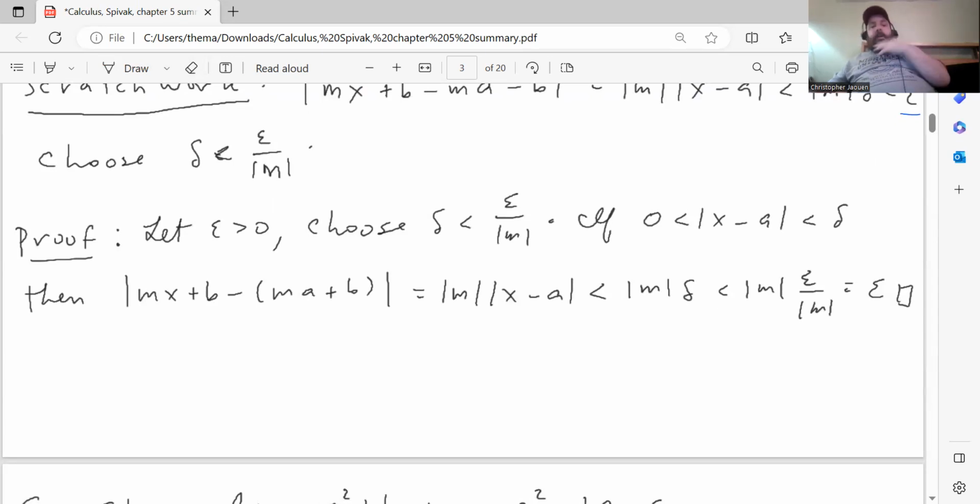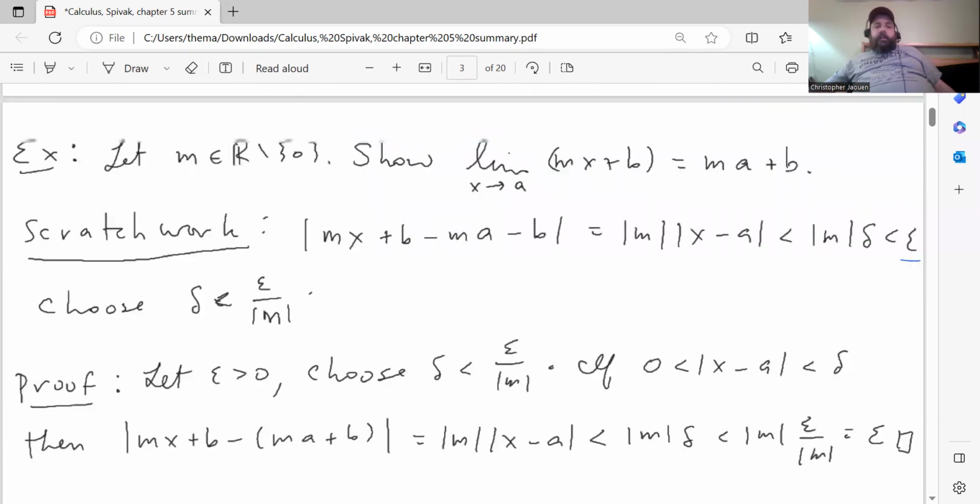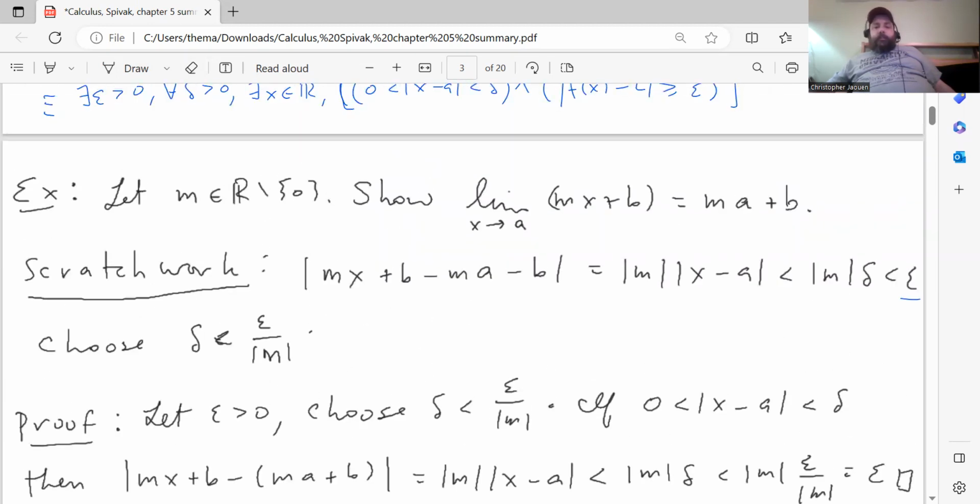So here's the proof. Let epsilon greater than 0, choose delta less than epsilon over absolute value m. If 0 less than absolute x minus a less than delta, then consider f of x minus L. So absolute mx plus b minus, in parentheses, ma plus b. When you simplify that, you get absolute m times absolute x minus a less than absolute value m delta. But delta we said was less than epsilon over absolute m, so this is less than absolute m times epsilon over absolute m. And notice that the absolute m's cancel, which leaves you with epsilon. So that shows that the definition is satisfied. So that proves that the limit of this linear function is ma plus b.